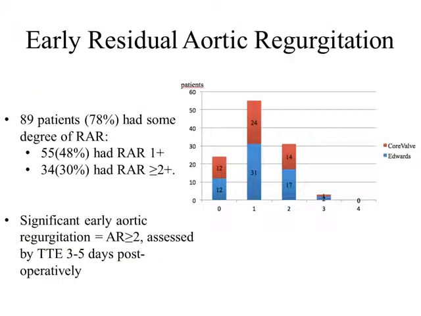This is the early residual aortic regurgitation in our sample. 89 patients had some degree of aortic regurgitation, and 30% had 2+ or more than 2+ aortic regurgitation. Actually, 31 patients had 2+, and 3 patients had 3+.